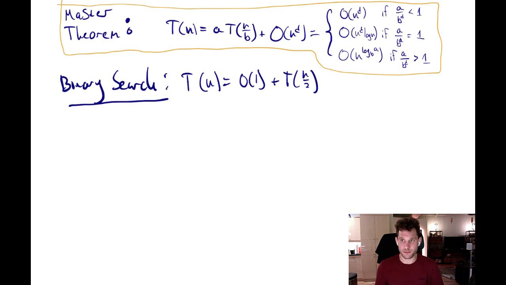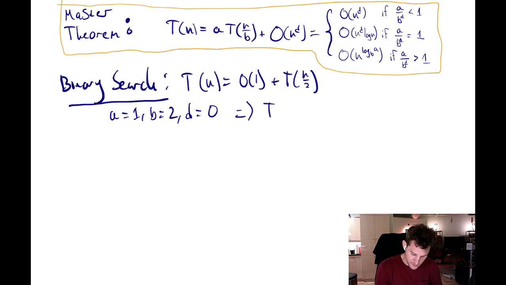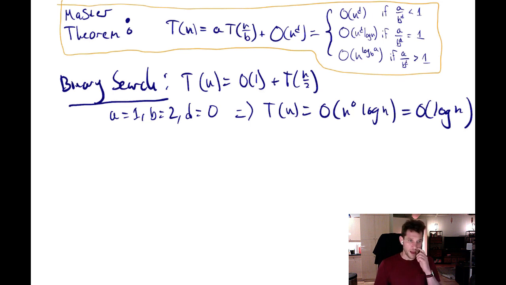In this case, let's just plug in the numbers. Here we have a equals 1, b equals 2, because it's n over 2, and d equals 0. So now we have to check, is a over b to the d greater than 1? In this case, a over b to the d is 1 over 1, which is 1, so we are in the second case of the Master Theorem. So we end up getting T of n equals O of n to the 0 log n, or just O of log n. Good.